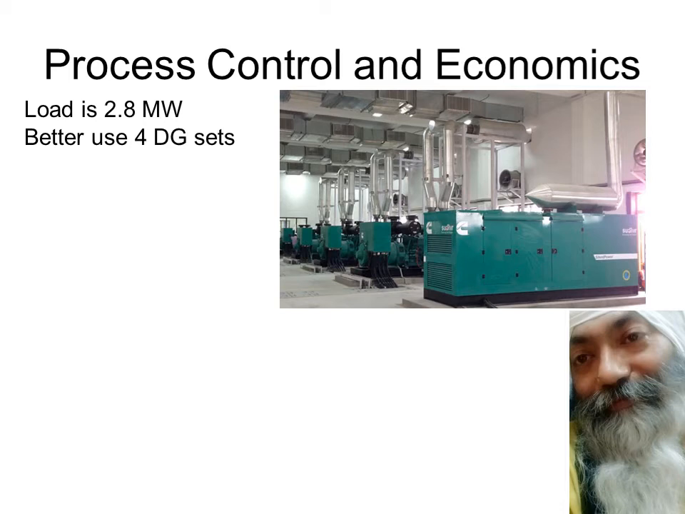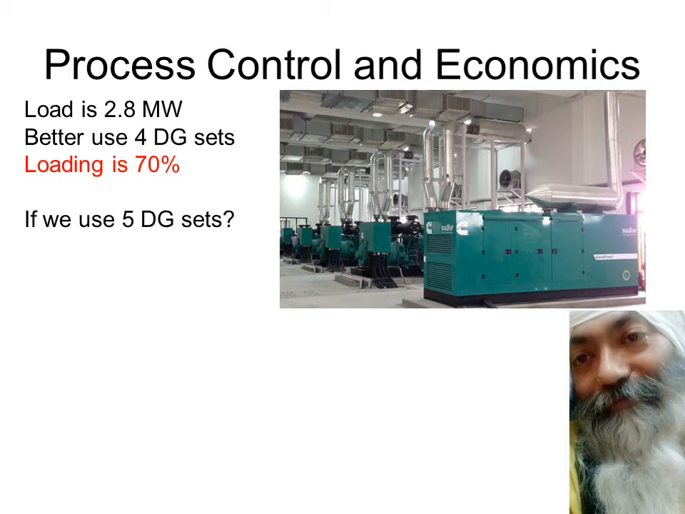Why? Because the moment I use 4 DG sets, 2.8 divided by 4 comes out to be 0.7. It means the loading is 70%, and if you recall, the maximum efficiency takes place at 65 to 70%. So in this particular case, we better operate 4 DG sets.